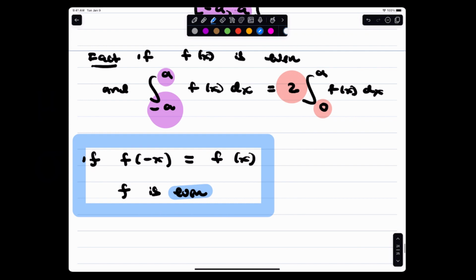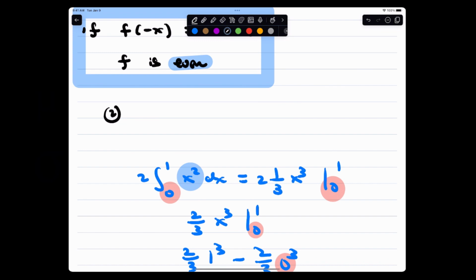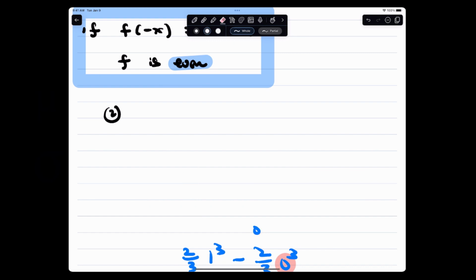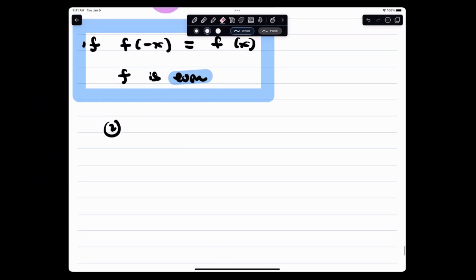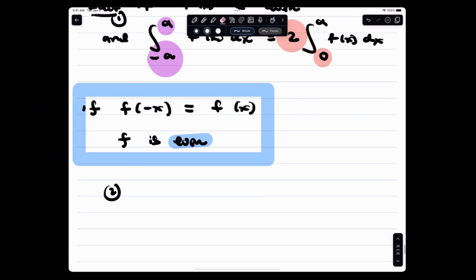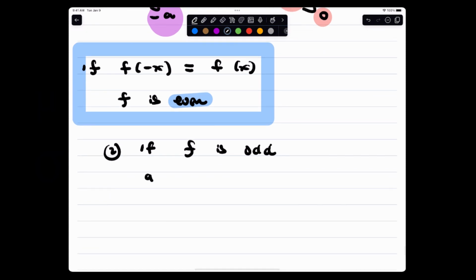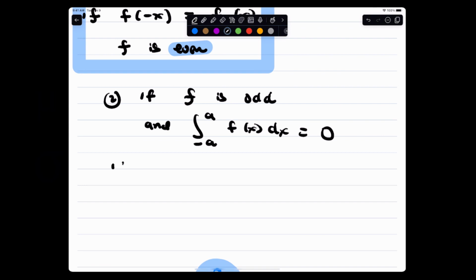Now, compare that fact to the next fact. Here's fact 1. What's fact 2? This is something that happens too, and it's only over symmetric intervals, okay? So fact number 2, if your function is odd, and you're integrating over a symmetric interval, don't even bother. The area is 0.